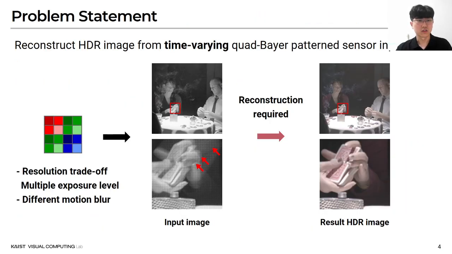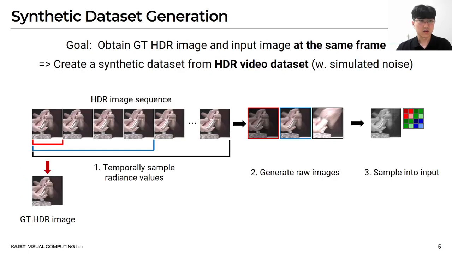Our goal is to reconstruct an HDR image from the given time-varying Quad-Bayer pattern sensor input. We propose an HDR reconstruction network that jointly solves both the demosaicing and deghosting problems. Since there is no public dataset that matches our goal, we create a synthetic dataset using a public HDR video dataset. To generate this synthetic dataset, we follow three main steps.